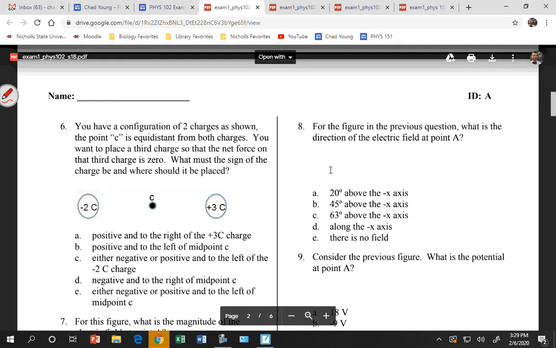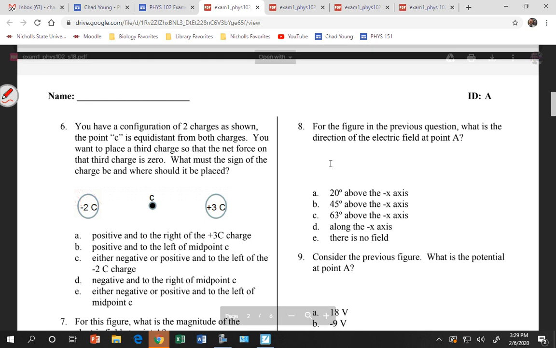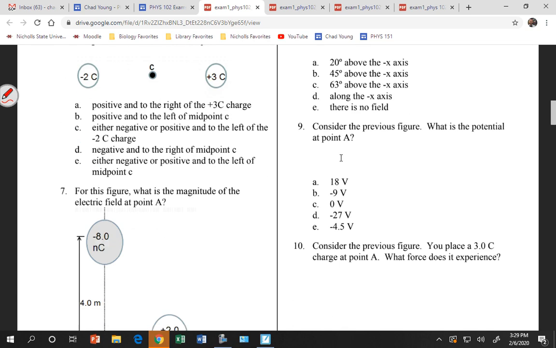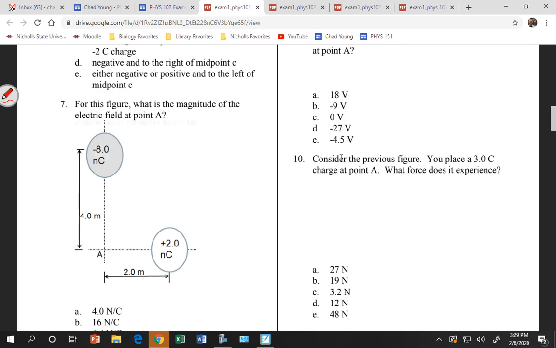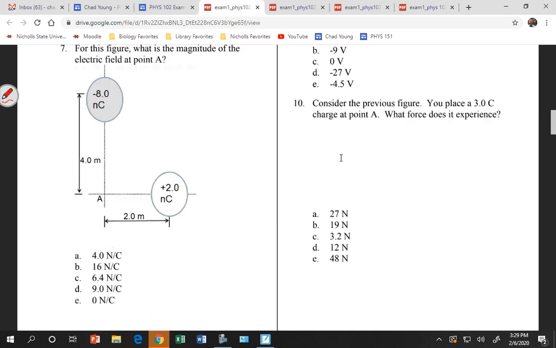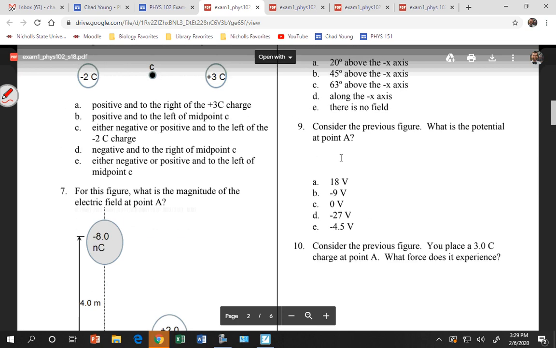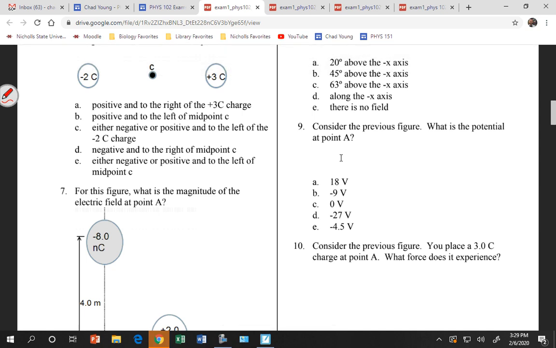I try to shy away from those two-step problems in multiple choice, but I think there might be one where first you find the magnitude and then you find the direction. Like a four-step problem. Oh yeah, but this was before I did free response. I used to do that more when I had just multiple choice.